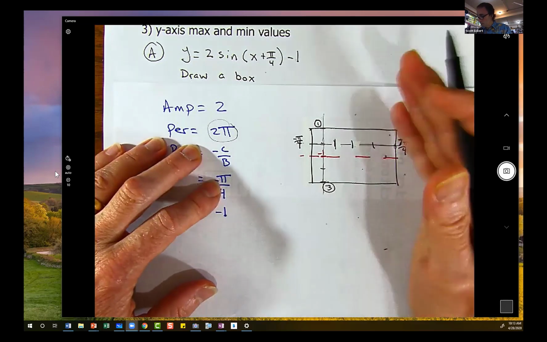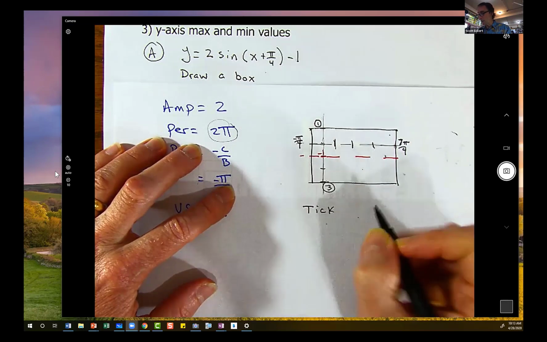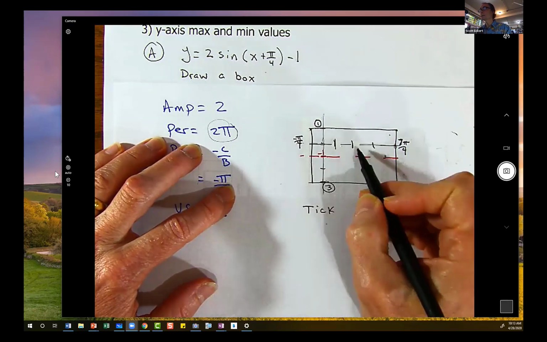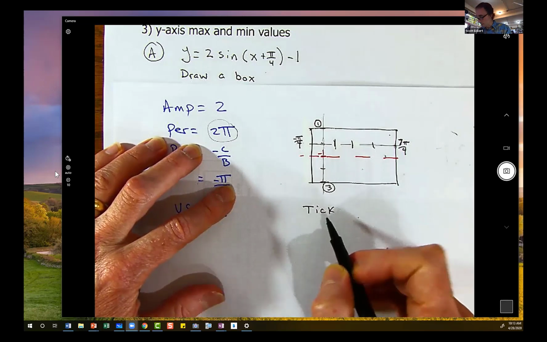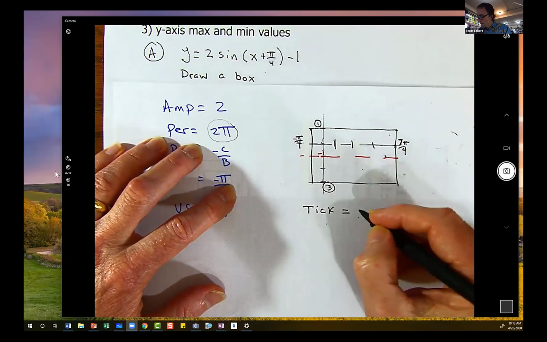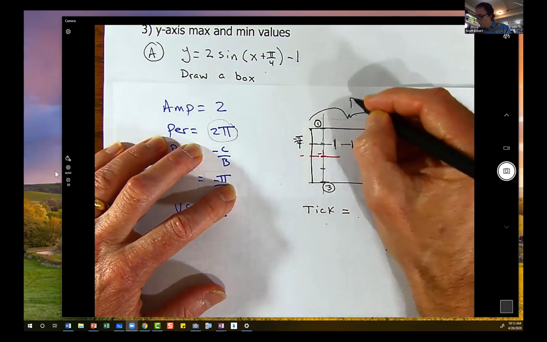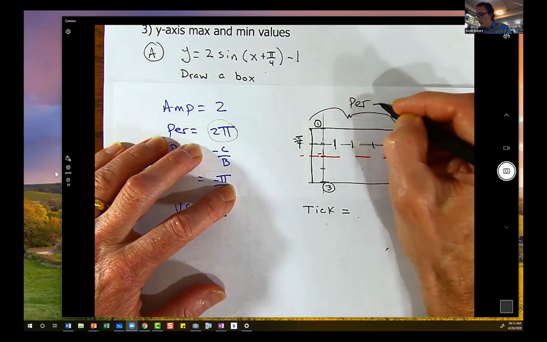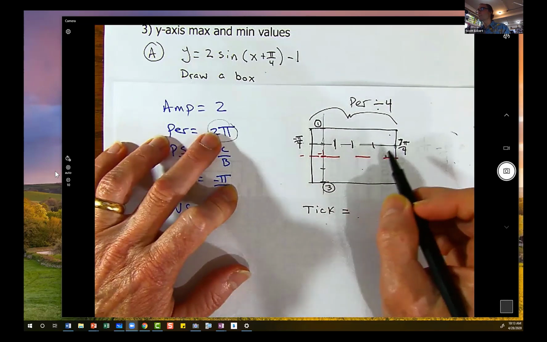For lack of a better way to describe them, those X numbers are based on a tick mark. First tick mark, second tick mark, third tick mark, and I need to know the value of that distance. Well, the whole box is 1 period. And we're dividing the box into 4 pieces. First piece, second piece, third piece, and fourth piece.